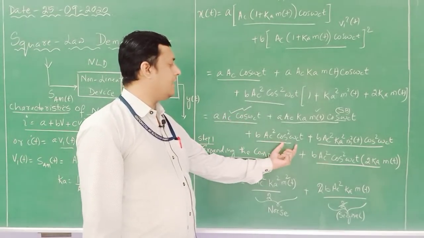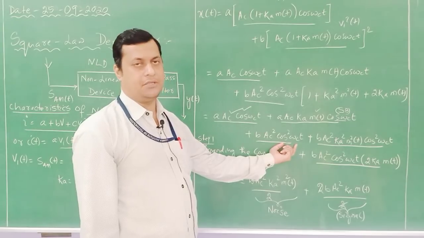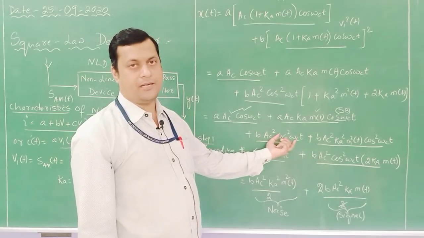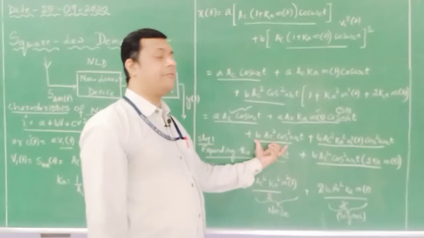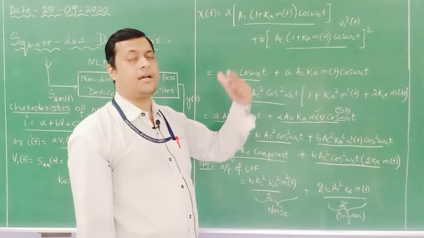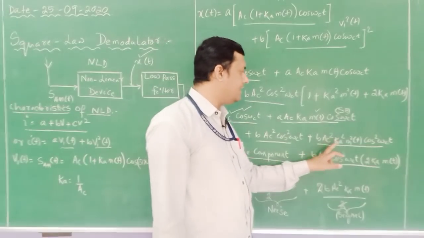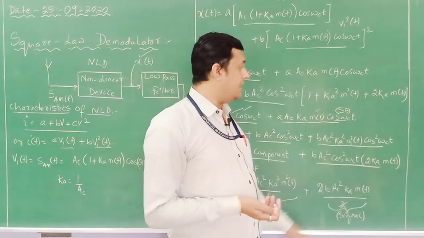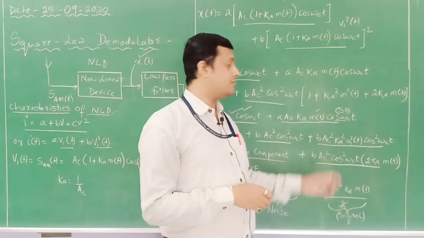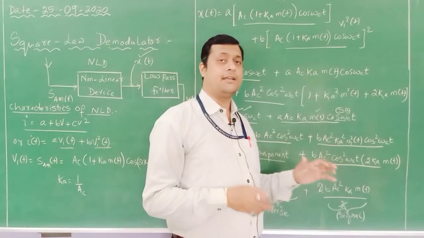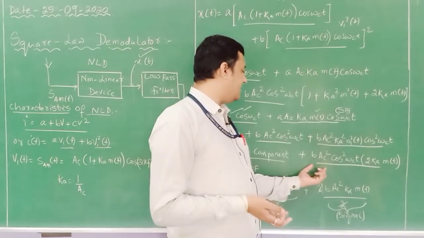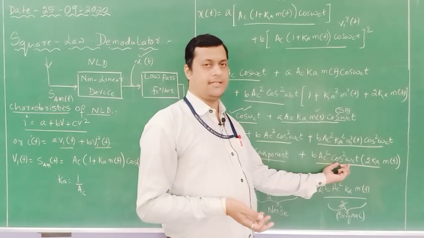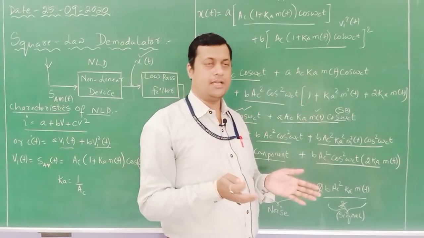Similarly, if you expand this cos square omega ct, you will get one DC component, that is B into Ac square by 2, and one harmonic component, cos 2 omega ct. So if you expand this factor, the DC component with the harmonic component will be there. Similarly, in this case also m square of t is there, meaning a harmonic component is available as well as cos square omega ct, so this will generate a harmonic component. Similarly, B into Ac square cos square omega ct times twice K m of t. If you expand this, you will get one term in terms of m of t and one in terms of a sideband harmonic component.